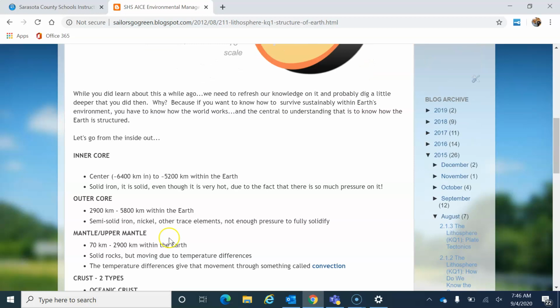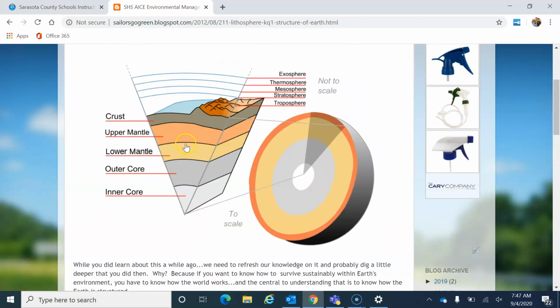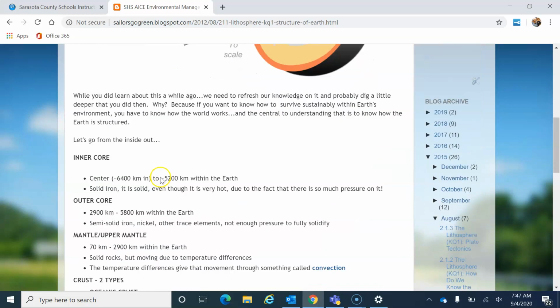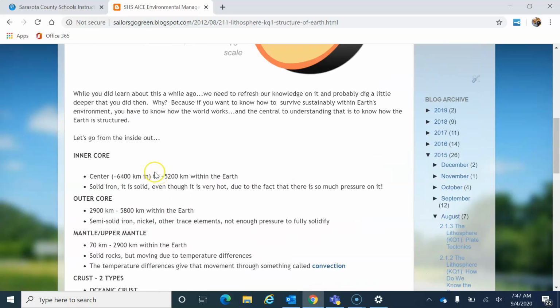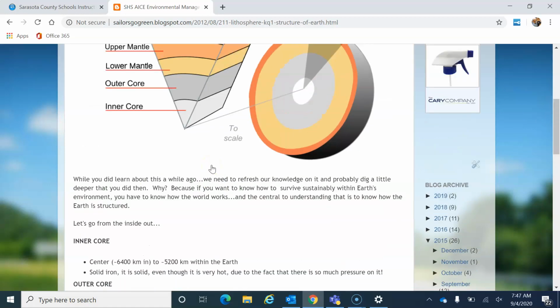The mantle and the upper mantle is between 70 kilometers and 2,900 kilometers. So it's a little under 2,900 kilometers thick. This goes almost up to the edge of the Earth, only 70 kilometers down compared to the rest of it, right? So the lower mantle and upper mantle are going to be solid rocks. They're moving due to temperature differences. But they're moving super slow. It wouldn't be like you'd go down and see all these rocks flowing against each other. They move super slowly, but anything with a temperature difference moves, and things are heated unequally in the Earth.